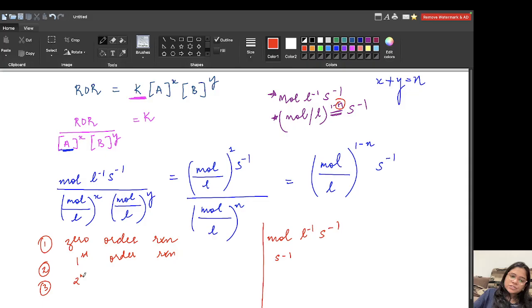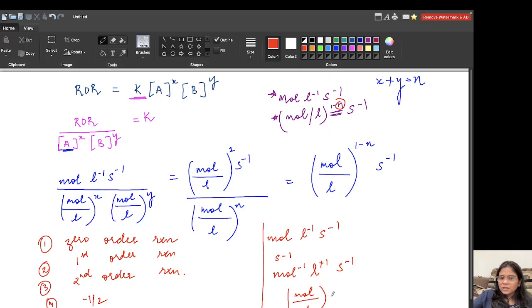For my second order reaction, just substitute n as 2. So I'll get moles per liter to the power minus 1, 2 minus 1, right? Moles per liter minus 1, no, liter will be plus 1 then, right? Liter per mole second inverse. What will be the unit for a minus half order reaction? Just substitute minus half: moles per liter, 1 minus minus half. Minus minus will become plus, so plus 3 by 2, second inverse.